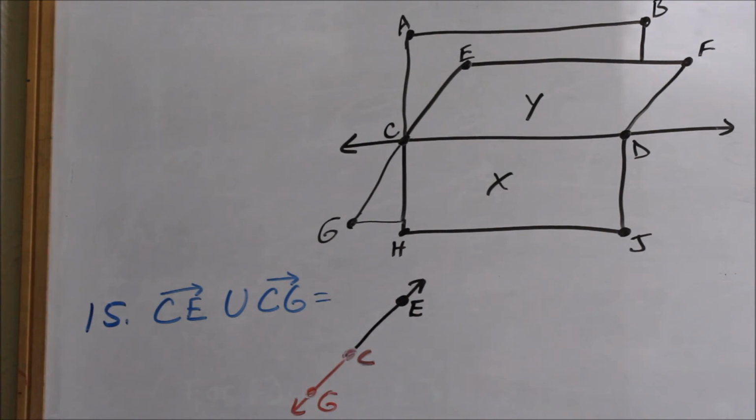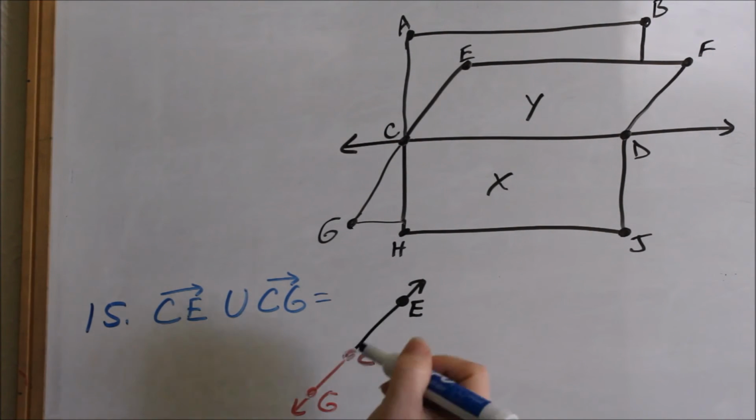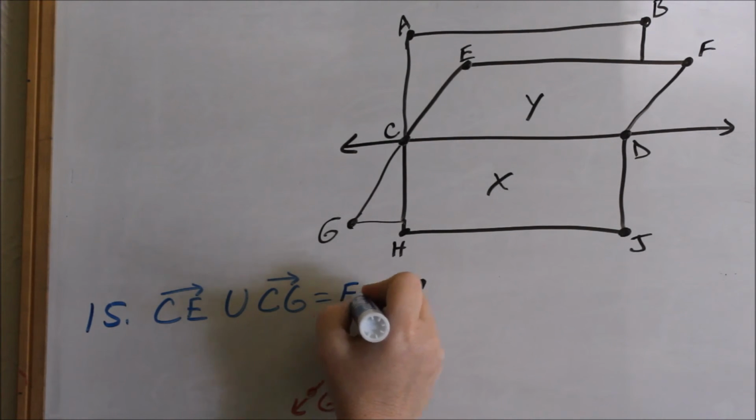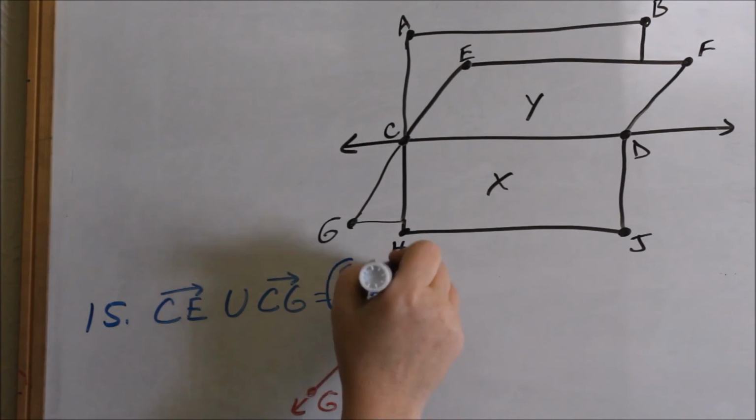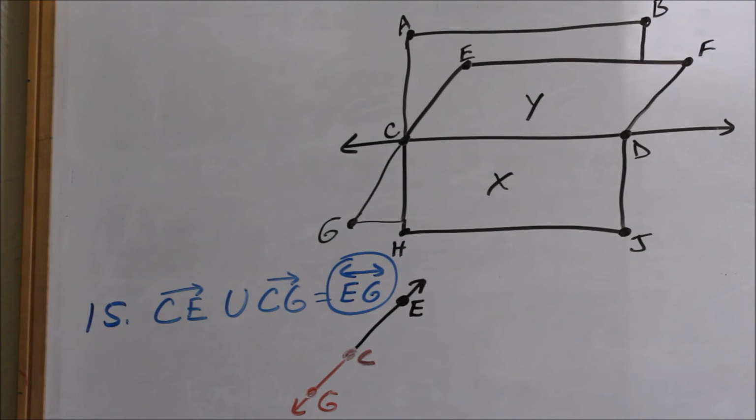So when you combine those two things together, what have you made? You have made line GE. You could also call it line CE or line CG. We have made line EG. You could also call it GE. We have made a line. When you combine those two rays together, you make a line.